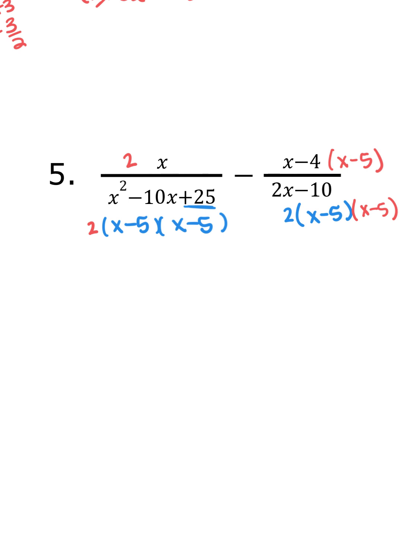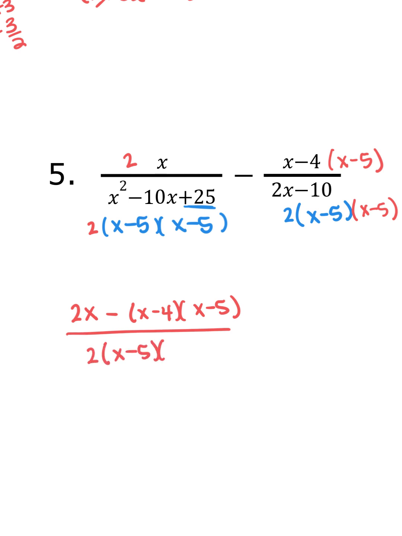So we're going to rewrite the top. I have 2x minus (x minus 4)(x minus 5). And that's all going to be over my common denominator, which is 2(x minus 5)(x minus 5).